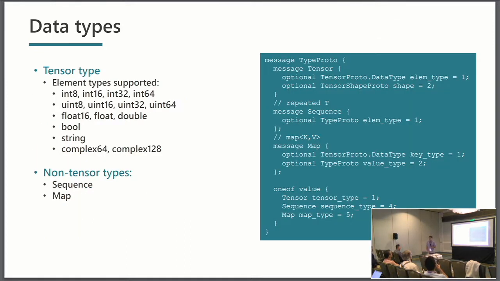For the data type, we support 2 kinds of types. One is tensor, the other is non-tensor. Non-tensor is for traditional machine learning models, for example, sequence and map. For the tensor type, from the element type point of view, we support integers, signed, unsigned, float, or double, etc.